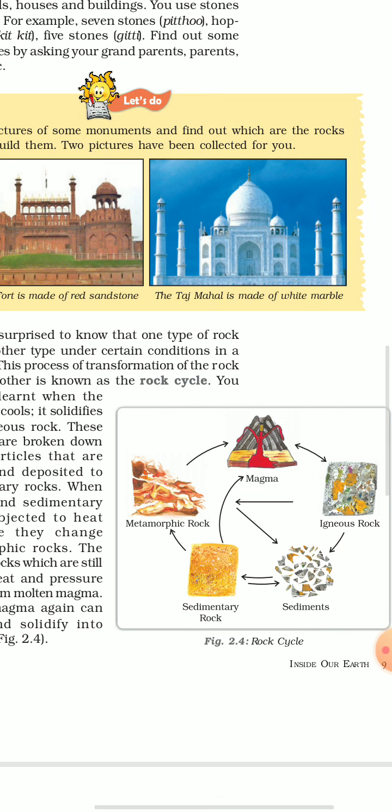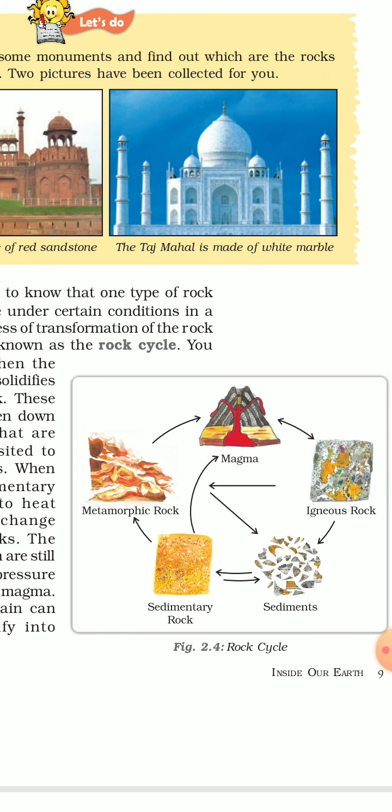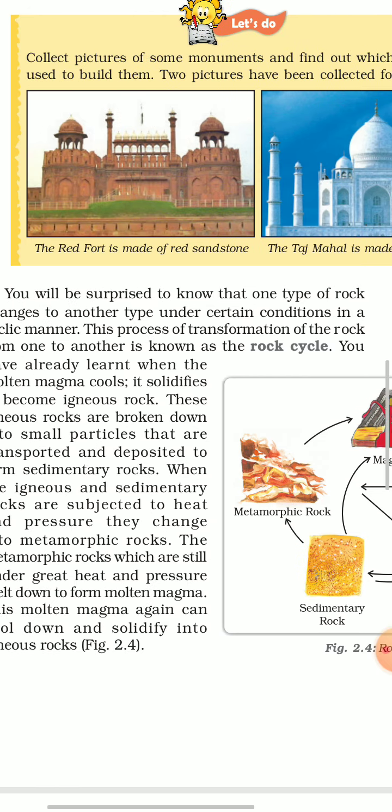When the molten magma cools, it solidifies to become igneous rock. The igneous rocks are broken down into small particles that are transported and deposited to form sedimentary rocks. When the igneous and sedimentary rocks are subjected to heat and pressure, they change into metamorphic rocks. The metamorphic rocks, which are still under great heat and pressure, melt down to form molten magma. This molten magma again can cool down and solidify into igneous rocks.